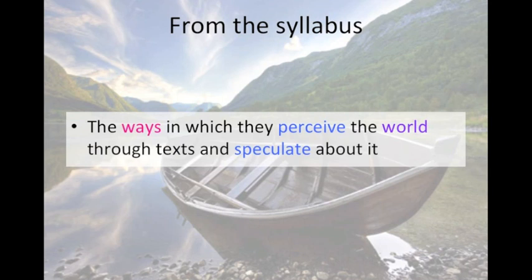The ways, plural, so the multiple ways in which you perceive the world. So how do you see the world? How do you see it through text? And how do you speculate about it? How do you think about the world based on text? How does a text make you think differently about how the world could be?